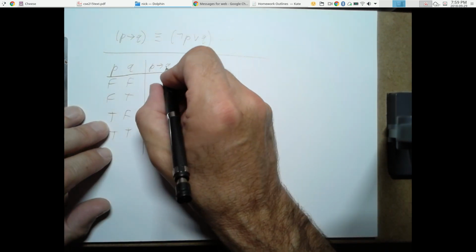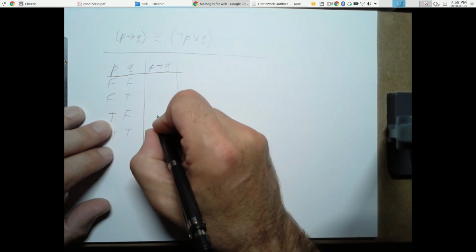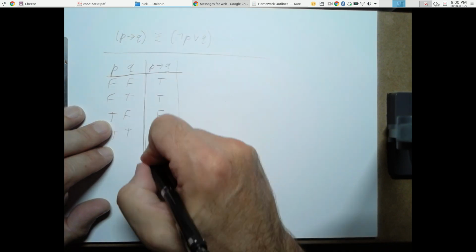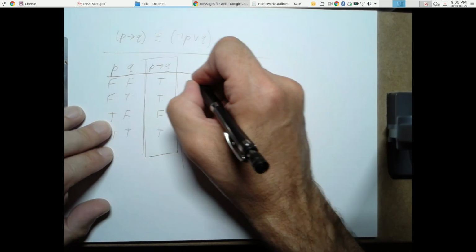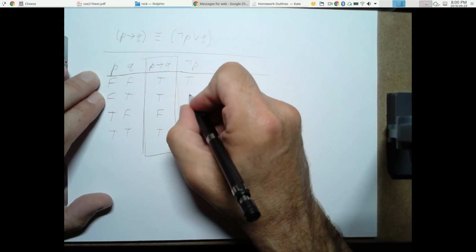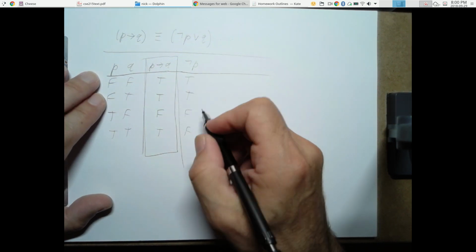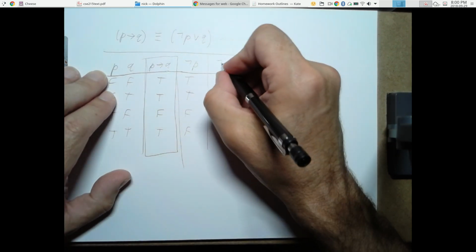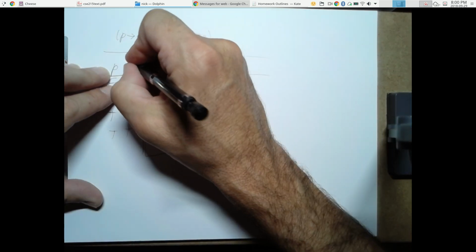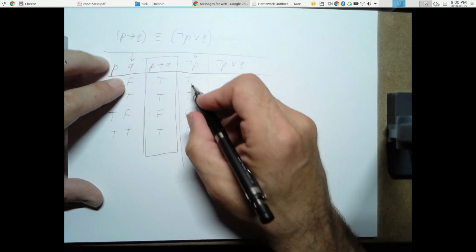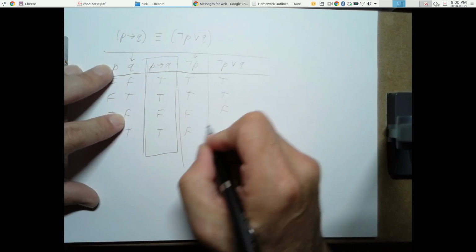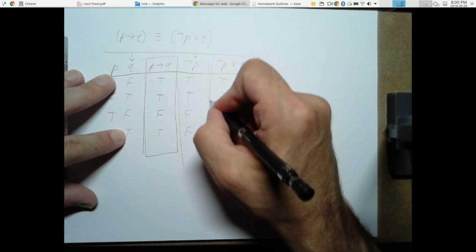And this fails to be true only when P is true and Q is false. In all other cases, if P then Q is true. Well, let's write down a truth table for not P, and that's just the complement of P. And now we can write a truth table for not P or Q, and this will be true if either this column or this column is true. So this is true, this is true, this is false, and this is true.